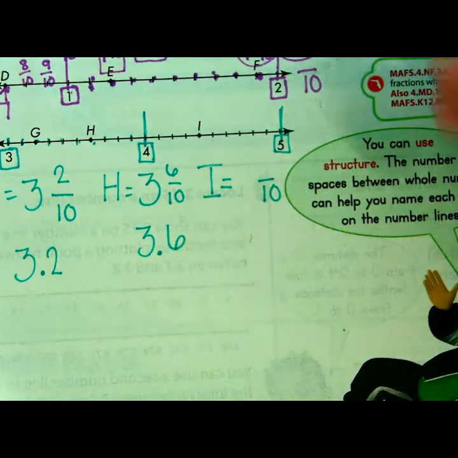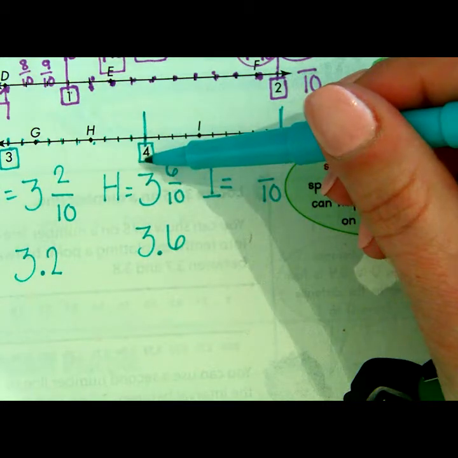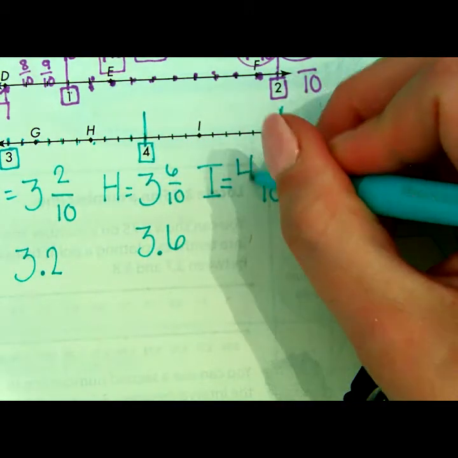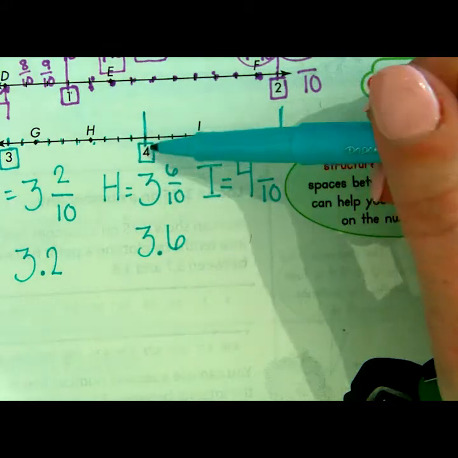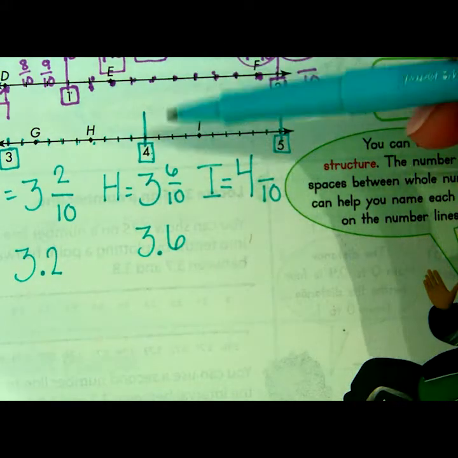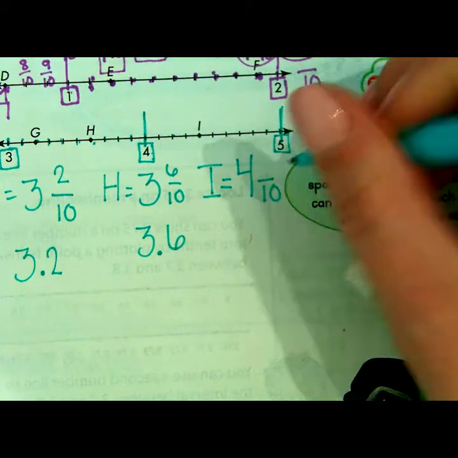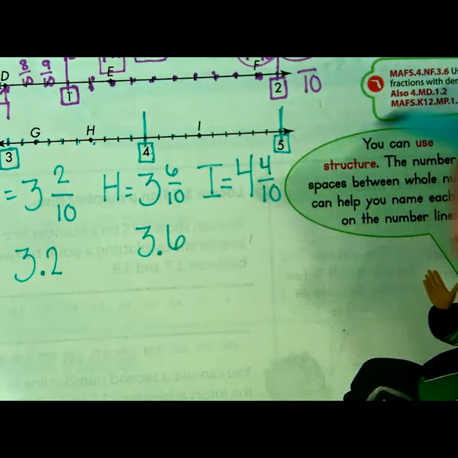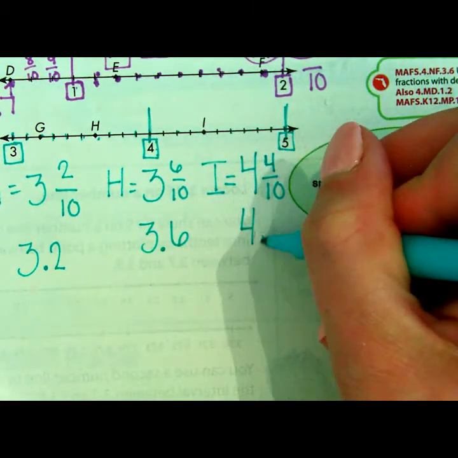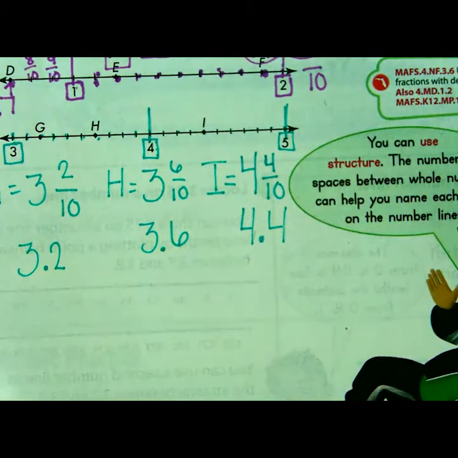And now let's look here. Well, I know before I even begin, 4 is my whole number because I'm between 4 and 5. And now let's see what the fraction is. 1/10, 2/10, 3/10, 4/10. 4 4/10 written as a decimal, that would look like 4.4.